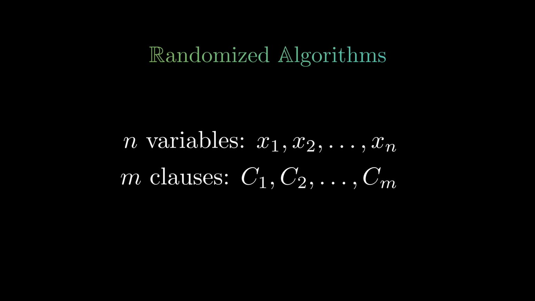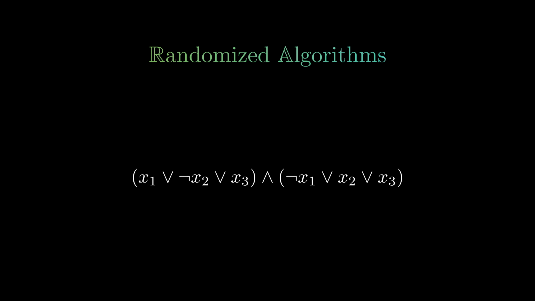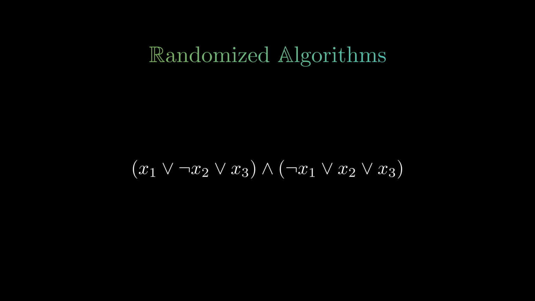The input consists of n variables and m clauses, where each clause is the disjunction of three literals. A literal is a variable or its negation. The input Boolean formula is the conjunction of the m clauses. For example, this is a 3-SAT formula with 2 clauses and 3 variables. Our goal is to find a satisfying assignment.